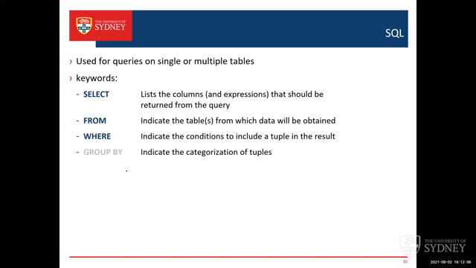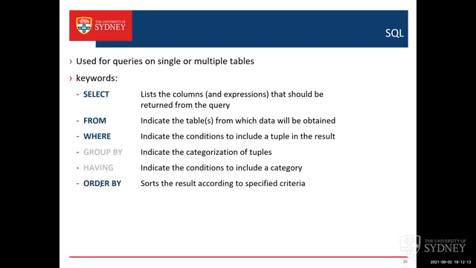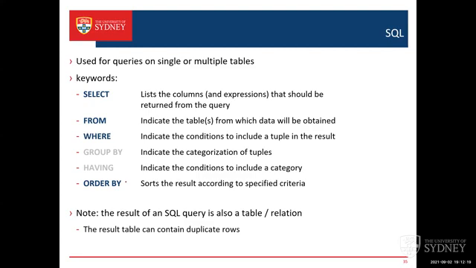We'll also learn about group by and having, but not today. That's why they are grayed out. Next week we'll learn about group by and having. We will learn about order by today. So these four, select, from, where, order by, we are going to learn today.